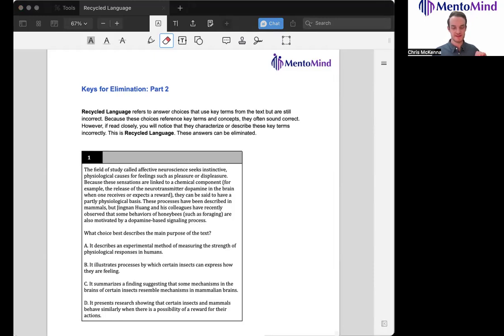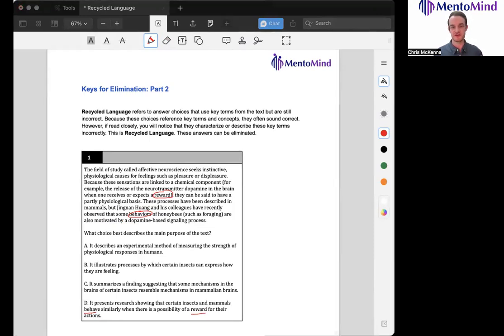Now, the choice D contains many keywords that you probably remember reading from the passage. Two that stand out are behave and reward. Both of these are fairly important key terms from the passage. However, if we read carefully, we'll notice that these terms are not quite used correctly.